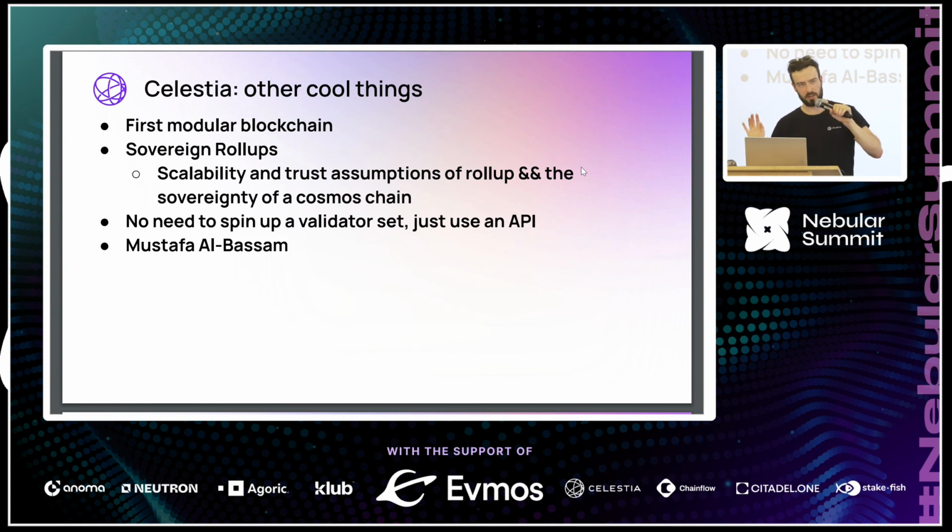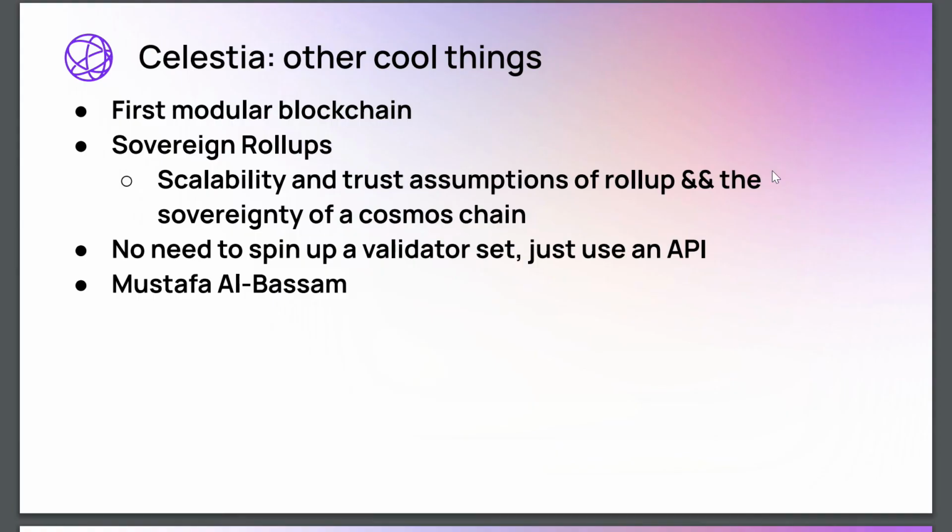Before I leave, I have to mention a few things. Celestia, I think I already mentioned, is the first modular blockchain. We have sovereign rollups. We have an amazing blog post that I encourage all of you to read, at blog.celestia.org. Celestia enables you to have these rollups, and you don't have to have a validator set. Instead, you just use an API. And if you are curious why Celestia is so awesome in the first place, I would encourage you to look up Mustafa Al-Bassam.